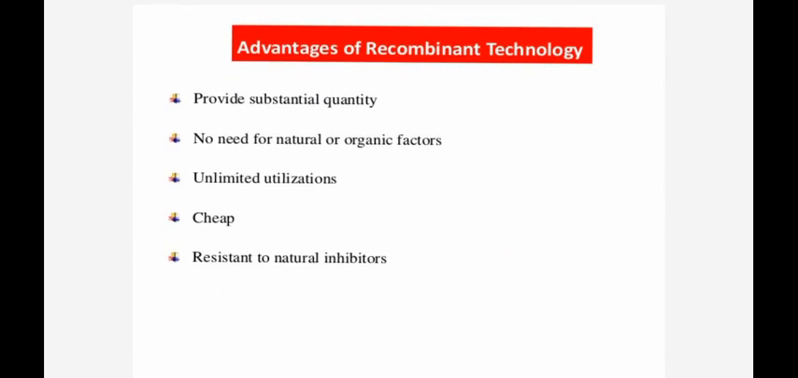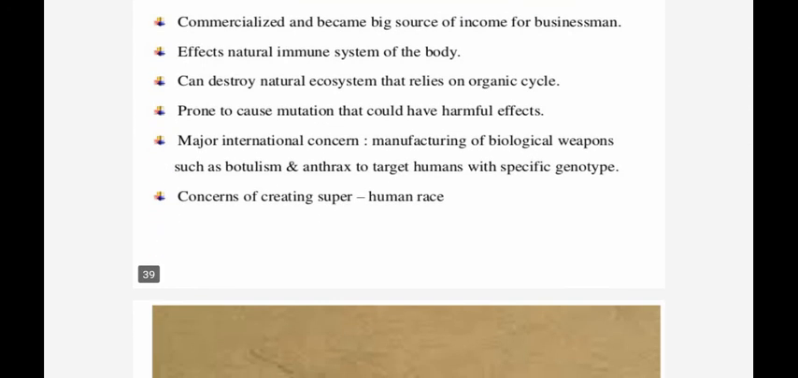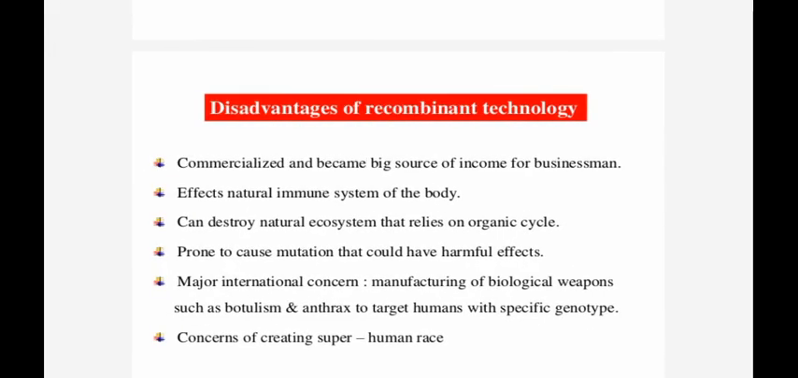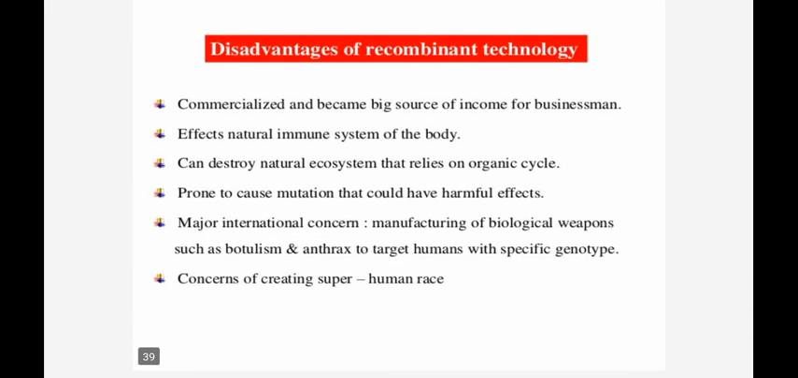Advantages: provides substantial quality, no need for natural organic factors, unlimited utilization, cheap, resistant to natural inhibitors. Disadvantage: commercialization became a big source of income for business. Effects on the natural immune system of the body, can destroy the natural ecosystem that relies on organic cycle, prone to cause mutations that could have harmful effects.